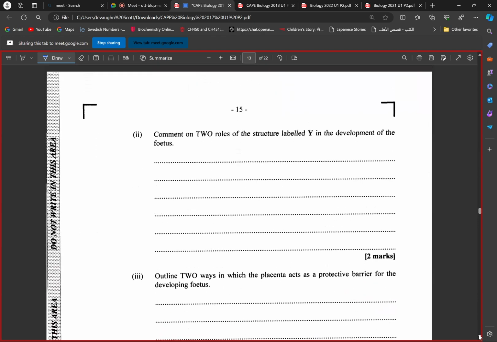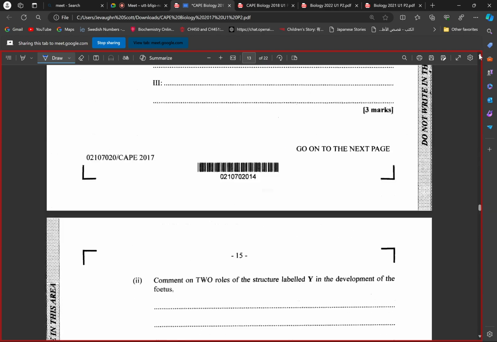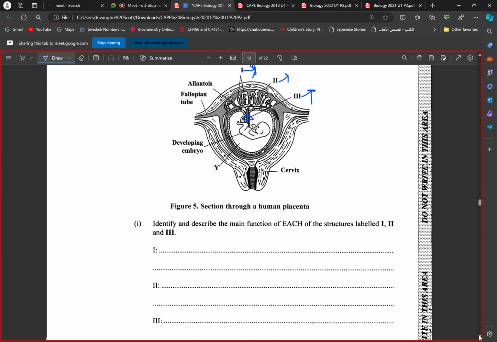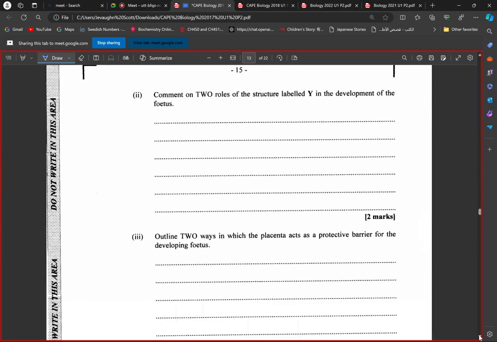Our comment on the two rows of structure Y. Structure Y is labeled as the amniotic fluid. The amniotic fluid is there for shock resistance to protect the child. It provides suitable temperature regulation for the fetus, and it helps the fetus with the development of swallowing reflexes as well. So we could look at those general uses for what is labeled Y.